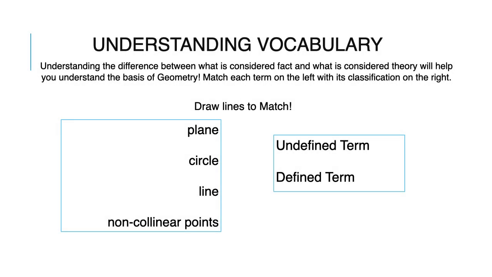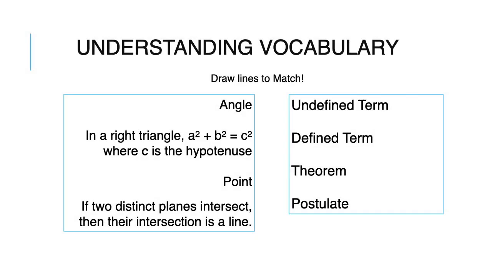Now let's match up the terms on the left with either a defined or an undefined term on the right. Remember, a plane is an undefined term. A circle is a defined term. Line is another undefined term. Non-collinear points, even though it has the word point in it, which is an undefined term, non-collinear points is a defined term. And one last example.